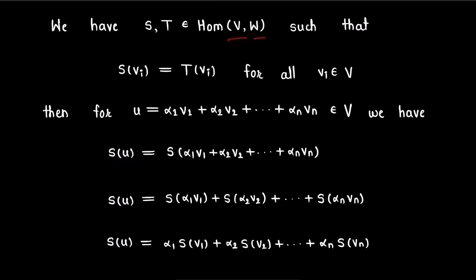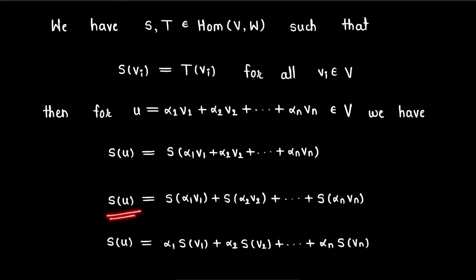Now we have S and T, any two homomorphisms from vector space V to vector space W, such that S of Vi equals T of Vi for all vectors Vi in the basis of vector space V. Then for any vector U in vector space V having representation of this type, alpha 1 V1 plus alpha 2 V2 plus and so on plus alpha n Vn with respect to basis B, we have S of U equal to S of, replacing U by this linear combination, alpha 1 V1 plus alpha 2 V2 plus and so on plus alpha n Vn.